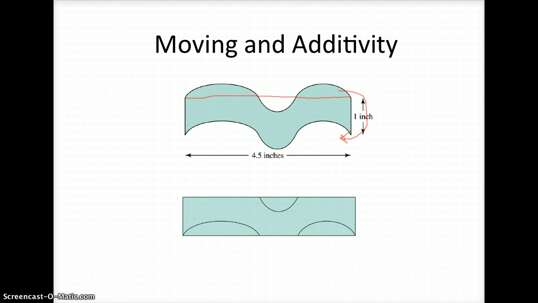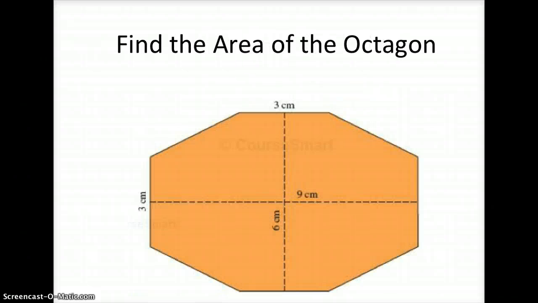And we'll be using this a lot as we look at various areas, as a strategy in order to figure out the total area of figures. Likewise, this is another example from the Beckman book where we might use additivity or moving in order to be able to solve this problem.